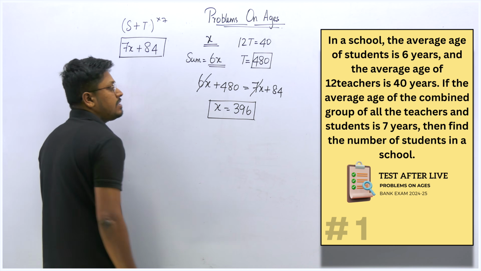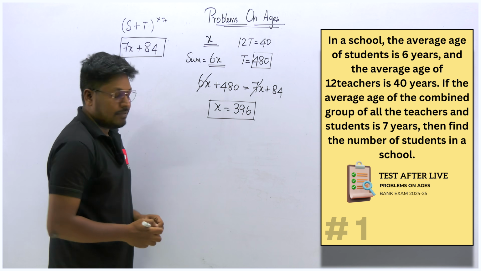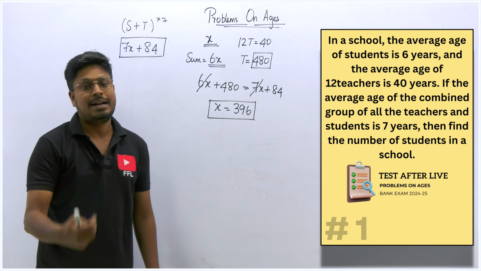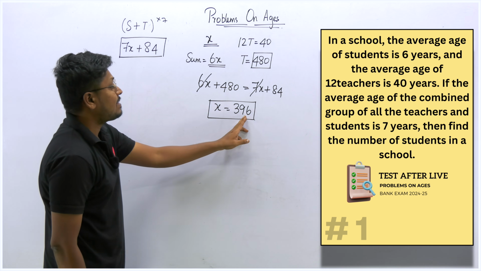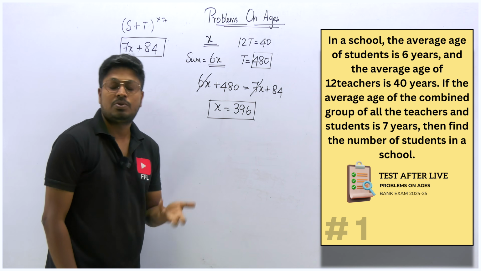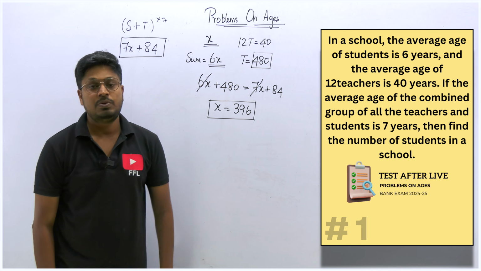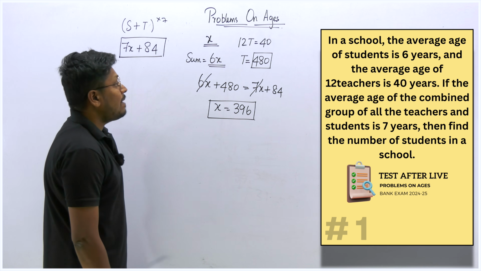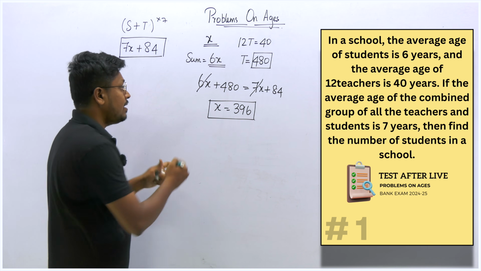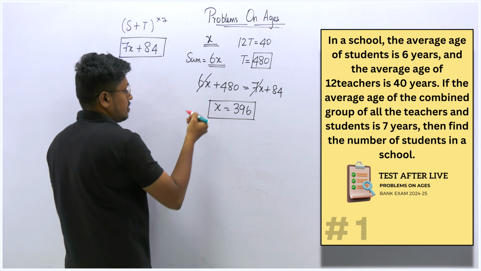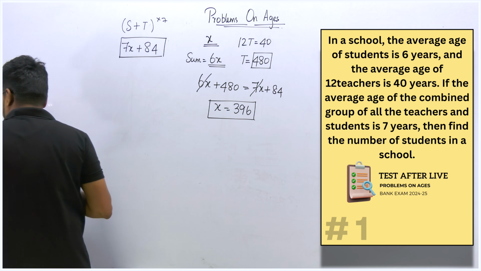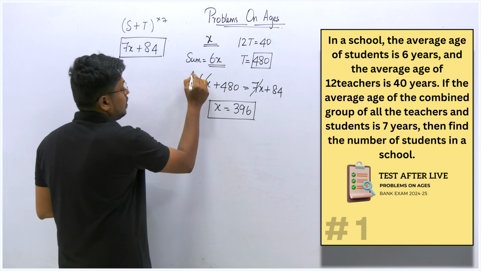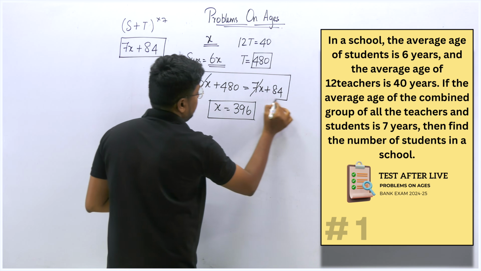So what is 396? 396 will be the total number of students in the classroom. Why? Because we have kept x as the total number of students. So the total number of students of the classroom is x, which is 396. So friends, understood, right? Framing the equation is most important. This part alone is most important here.